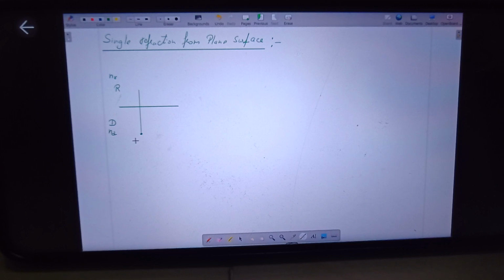We know this. A ray which falls normally on the interface will go straight, but a ray which is at a certain angle will experience refraction. Since it is moving from a denser to a rarer medium, the ray will bend away from the normal like this. This is the path of the ray.